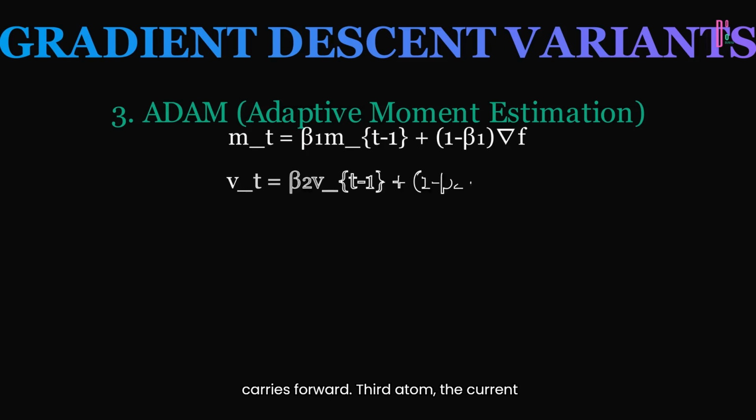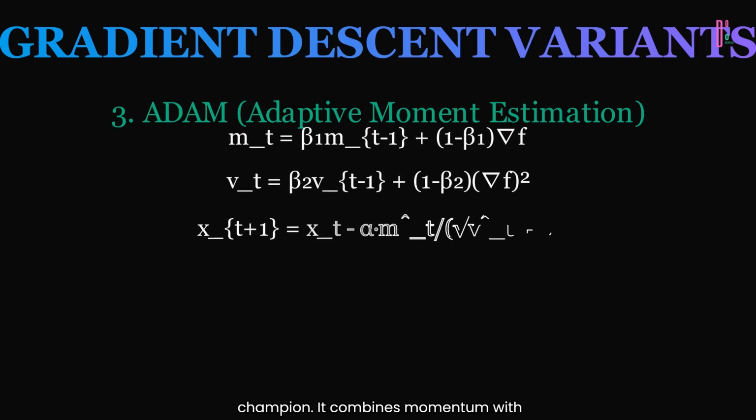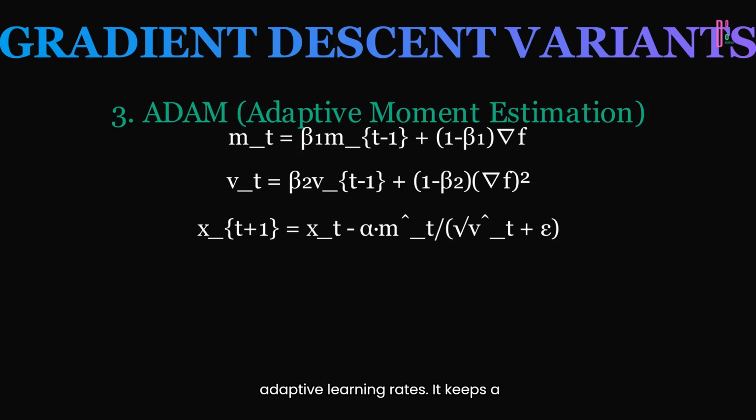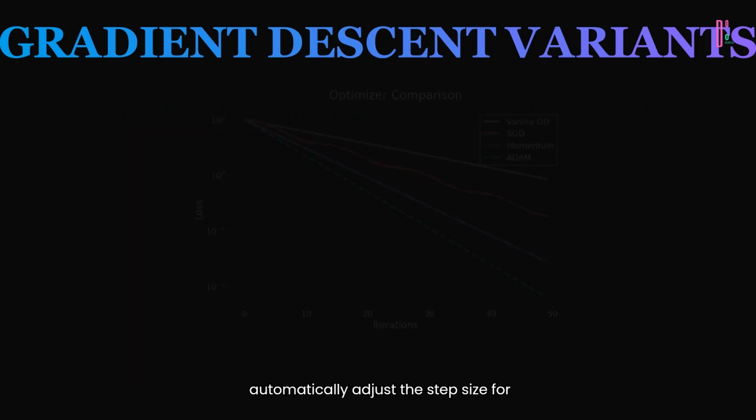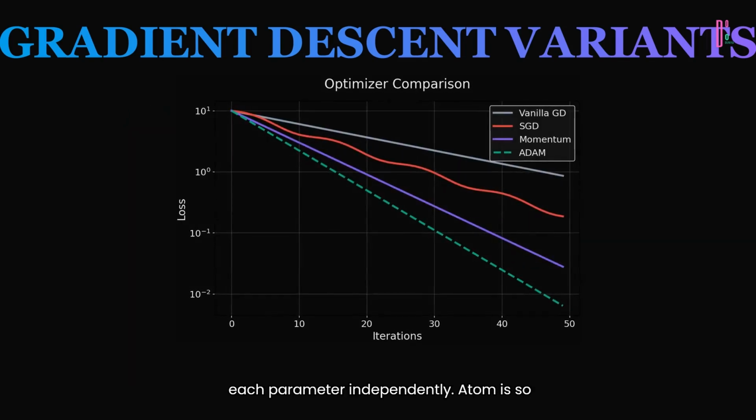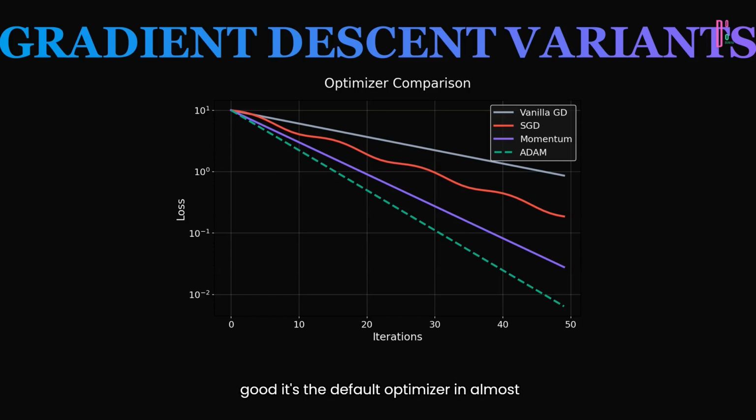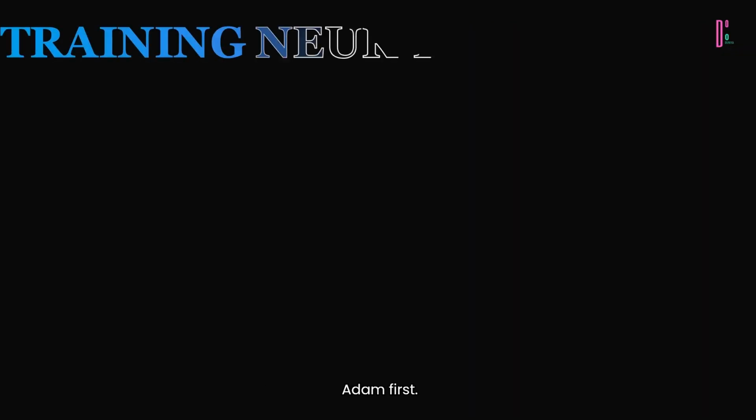Third, Adam, the current champion. It combines momentum with adaptive learning rates. It keeps a running average of both gradients and squared gradients. This lets it automatically adjust the step size for each parameter independently. Adam is so good, it's the default optimizer in almost every deep learning library. PyTorch, TensorFlow, JAX, they all recommend Adam first.